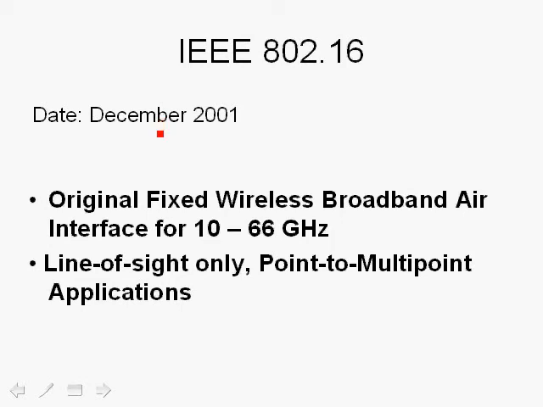Let's give some history. IEEE 802.16 was published in December 2001. It was the original fixed wireless broadband air interface for 10 through 66 gigahertz, and it was only line of sight, but it was a point-to-multipoint system, and also supported TDD and FDD. The following and subsequent 802.16-2004 and 802.16-2005 refer to this document.